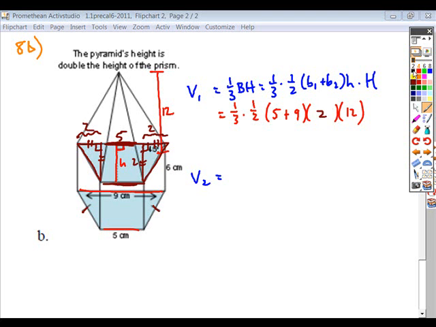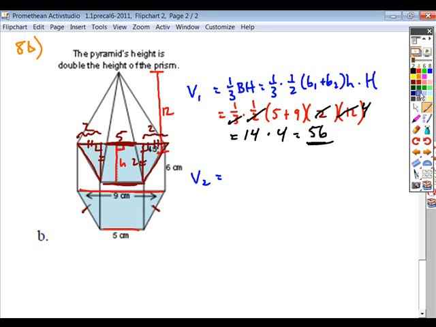And now we can perform the math. The half and the 2 cancel. 3 goes into 12 4 times. You wind up with 5 plus 9, which is 14, times 4. 4 times 10 is 40. 4 times 4 is 16. 40 plus 16 gives you 56. So the total volume for that pyramid is 56 cubic units.